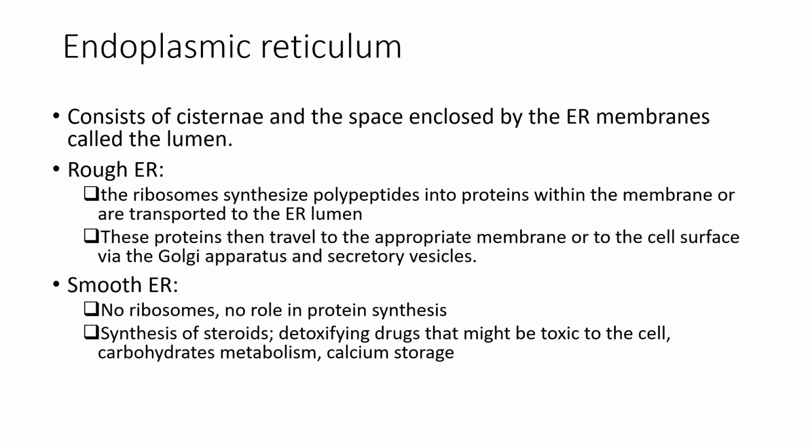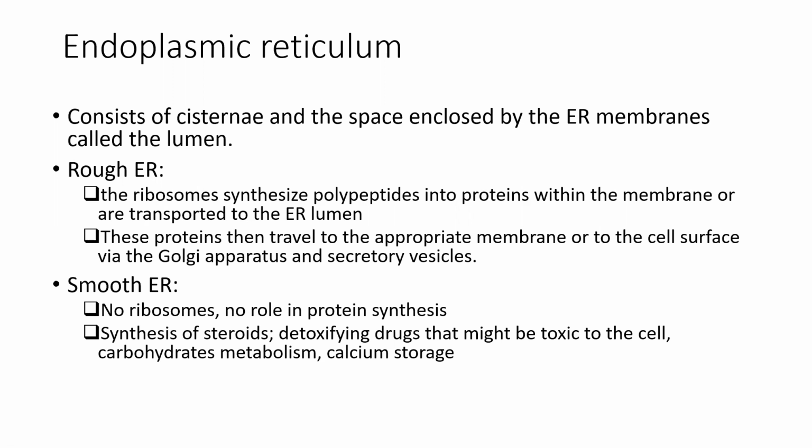First, the endoplasmic reticulum consists of cisternae and a space enclosed by the ER membrane called the lumen. There are two types of ER. Rough ER has ribosomes that synthesize polypeptides into proteins within the membrane, then transport them to the ER lumen. These proteins travel to the cell surface using secretory vesicles from the Golgi apparatus.